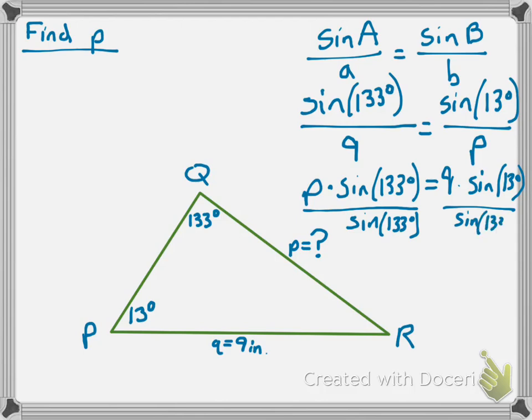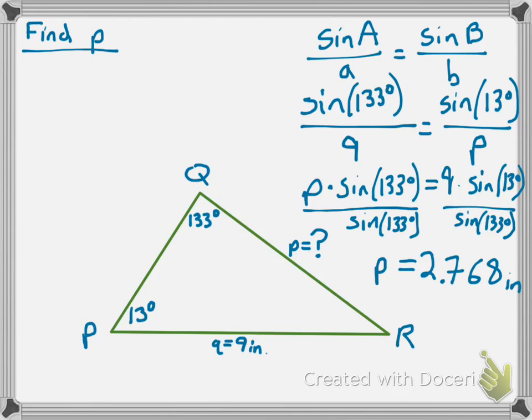Sine of 133. Now in this previous step you could have just plugged in sine of 133 and sine of 13, you would have gotten some numbers, and if it's easier for you to solve that way, that's perfectly fine. So I'm going to type in 9 times sine of 13 divided by sine of 133 into the calculator, and now I get that P equals 2.768, and I believe that is inches because that's a distance.